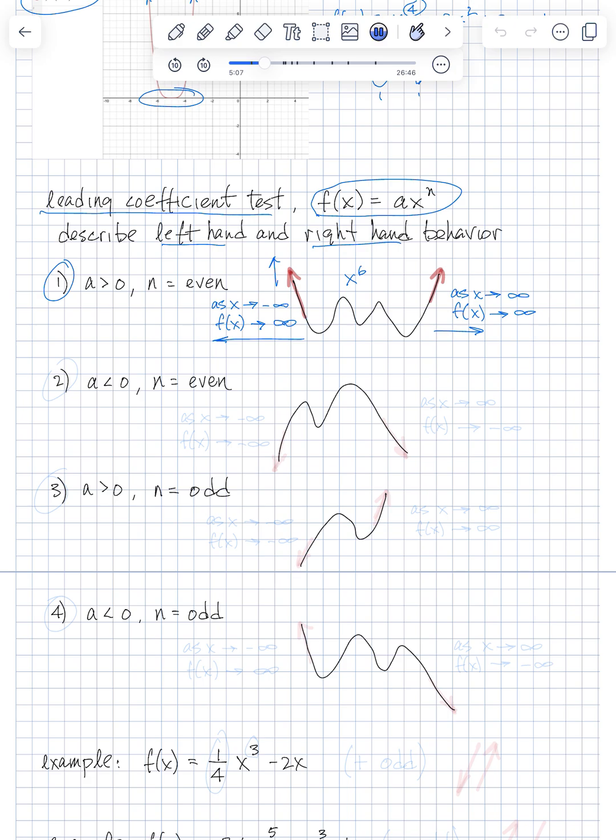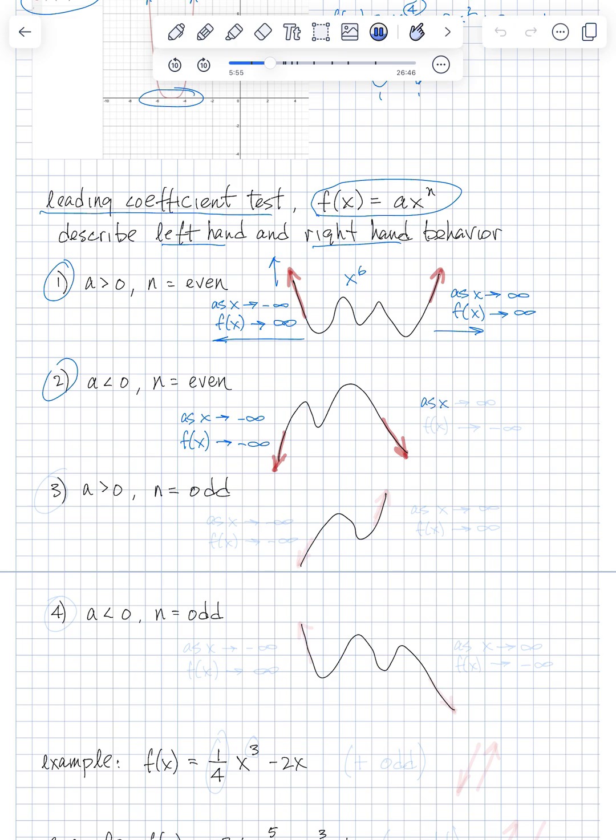Okay, so let's look at the next one. a is less than 0, n is even. So we see what's going on at the ends. For the left end, it's going down. The right end is also going down. So we want to describe this. On the left, as x goes to negative infinity, we look at what the function is doing. The function is going to negative infinity also. So f of x is going to negative infinity. And we'll look on the right-hand side.